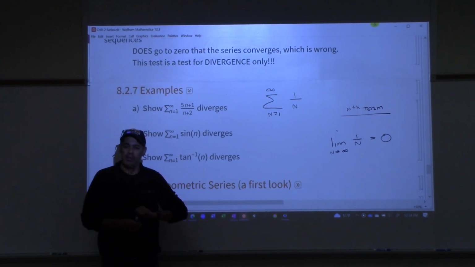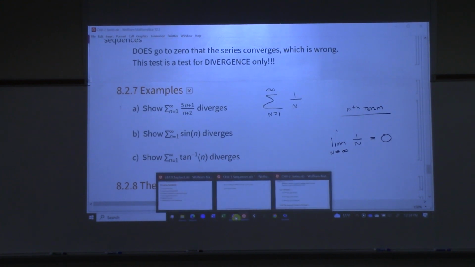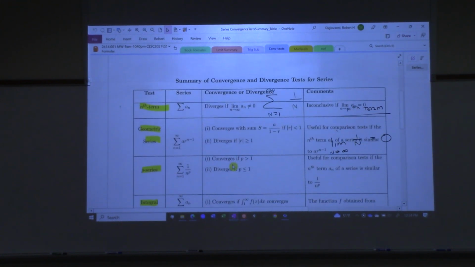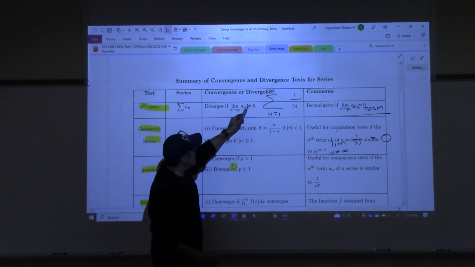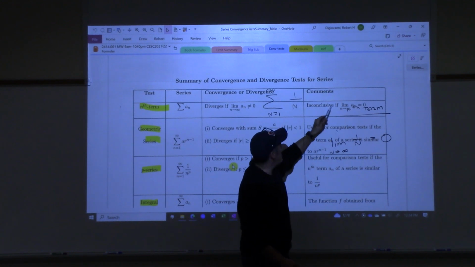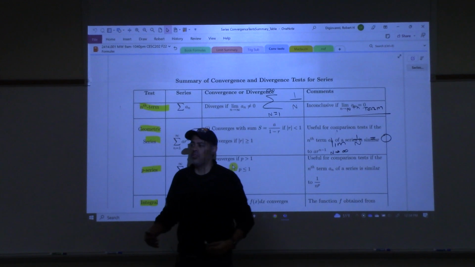No. Okay, so if you go to the sheet, the notes, it's the very first test here. And it says here that the series will diverge if that limit doesn't go to 0. But if the limit does go to 0, the test is inconclusive. All right? That means we don't know what happens.